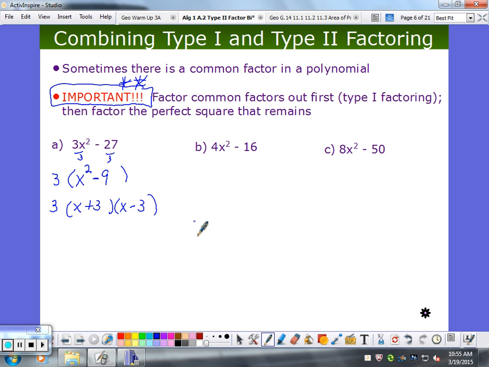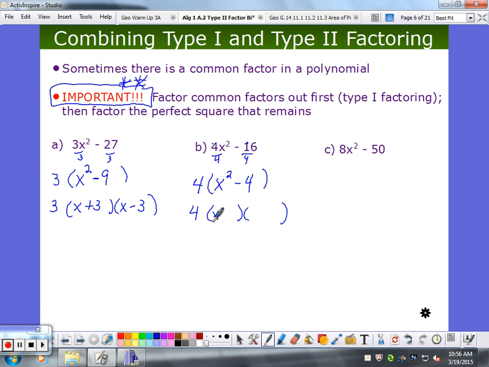Look at this guy. Is there a common factor? 4. Because there's a 4 in here and a 4 in here. What do you get when you factor out 4? And divide this by 4. What do you get? Yes. There's a bell ringing in your head right now. Do I have a perfect square minus a perfect square? I sure do. Well, how do you factor x squared minus 4?